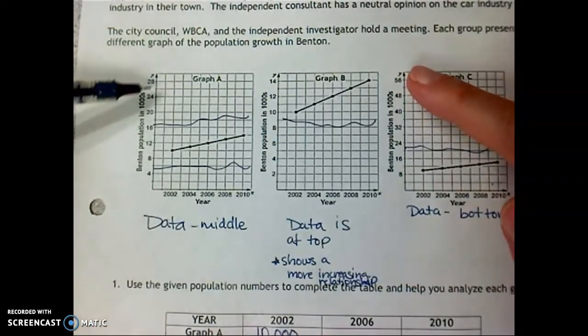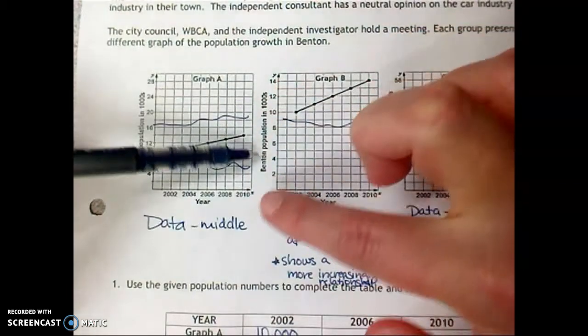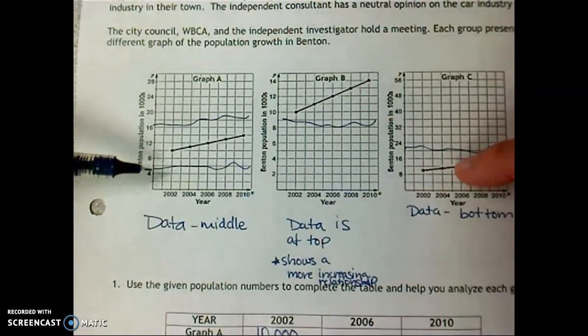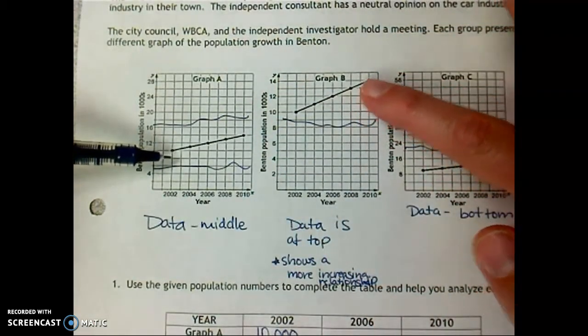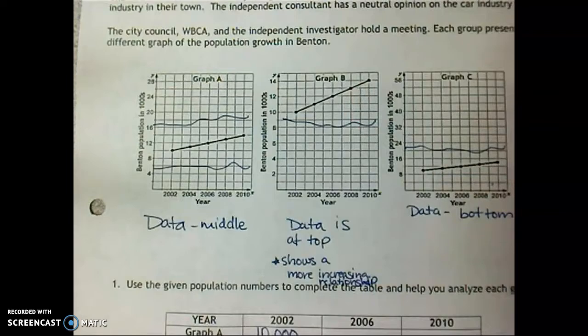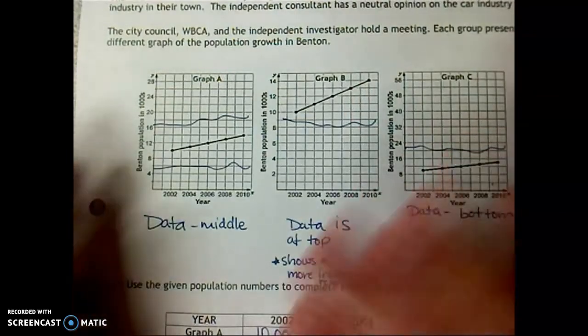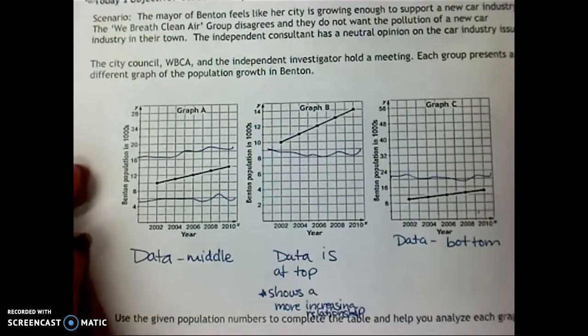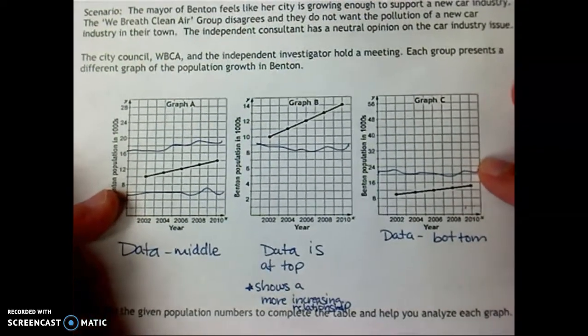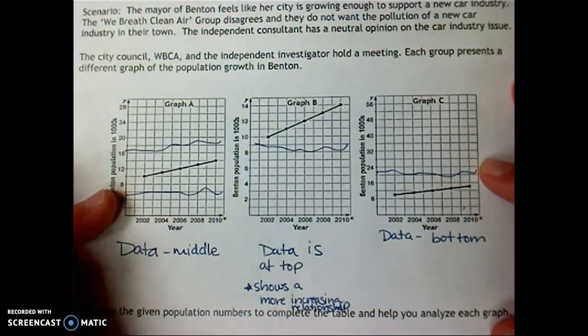Okay, you see how the change of your intervals on the population on your y-axis is going to change how your data is going to appear on your graph. All in all, the three graphs are going to represent the same set of data.